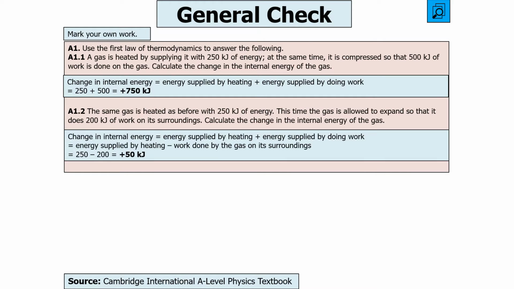In the second one, again, change in internal energy is equal to the energy supplied by the heating plus the energy supplied by doing work on the gas. Now we know here that the gas is expanding, so therefore it's 200 kilojoules out of the gas. So therefore it is minus 200. So it is plus 250 minus 200, so therefore it's 50 kilojoules.